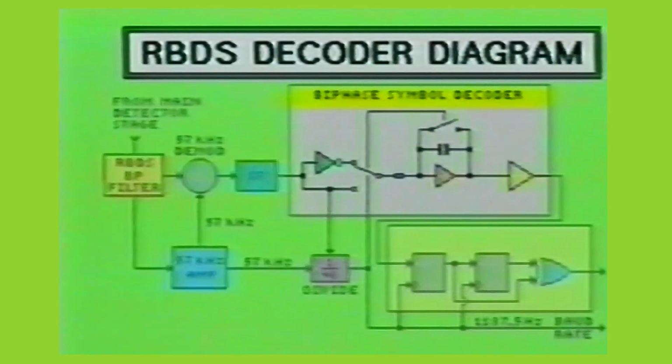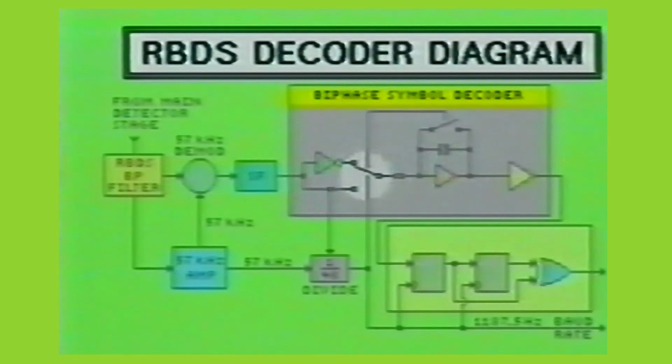The actual RBDS data decoding process begins in the decoder's biphase symbol decoder. Notice, in the lower left of this decoder, there is a single-pole double-throw switch. This high-speed switch will toggle according to the clock pulses provided by the bitrate clock in selecting one of the two input sources.